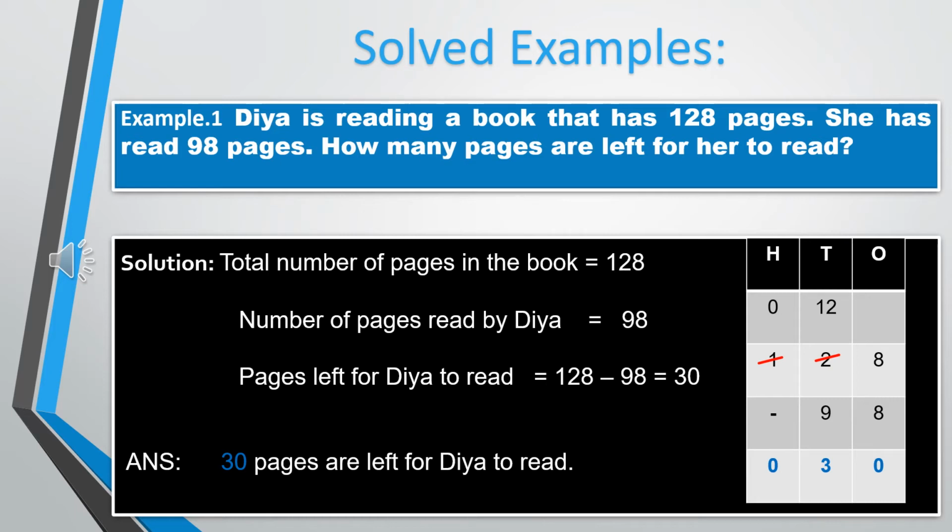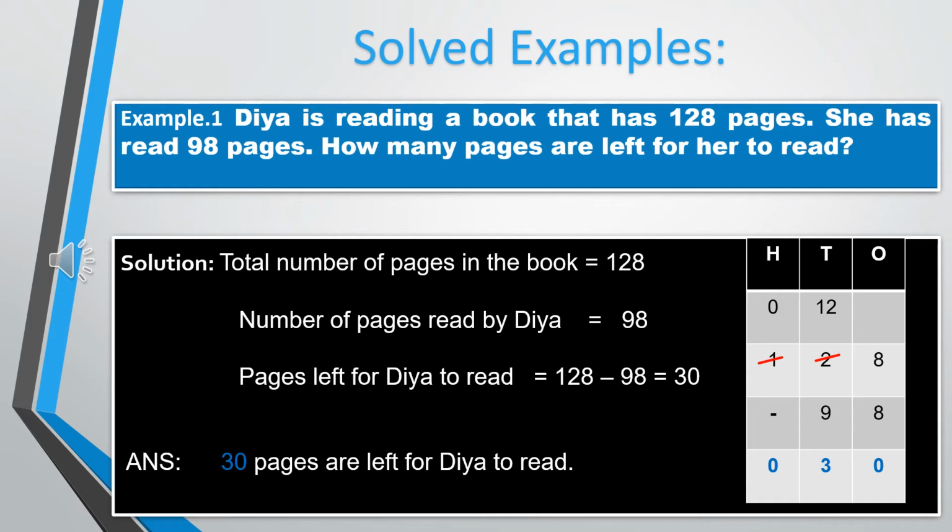So let's start. Total number of pages in the book is 128. Number of pages read by Dia 98. Pages left for Dia to read 128 minus 98. Now then we will arrange the numbers in proper place value order and we will write bigger number at the top and smaller number at the bottom and we will subtract from ones place. Here in ones place 8 minus 8 is equal to 0 ones. Then we will come to tens place.